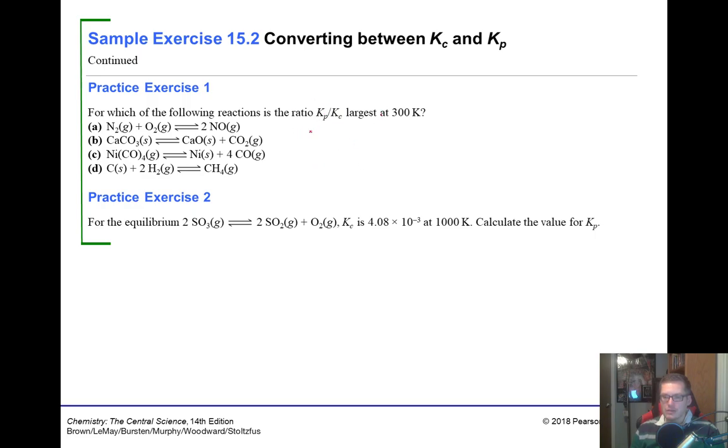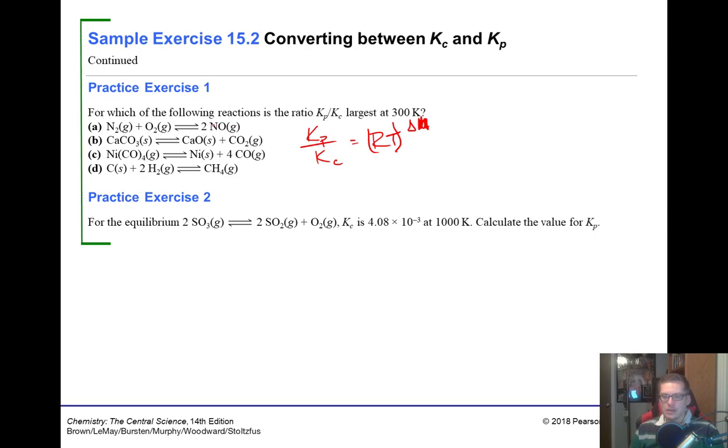So it'd be like our Kp over Kc is equal to RT to the delta n, lowercase n. Now that just looks like a squiggle, lowercase n. We could rearrange this to solve for delta n, but it's pretty easy to see that at 300 Kelvin, RT is going to remain constant. So really, whatever has the biggest delta n value is going to be your biggest. So we're just going to figure out which one is going to have our biggest delta n.